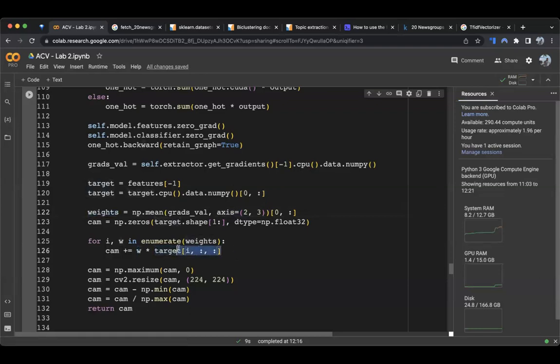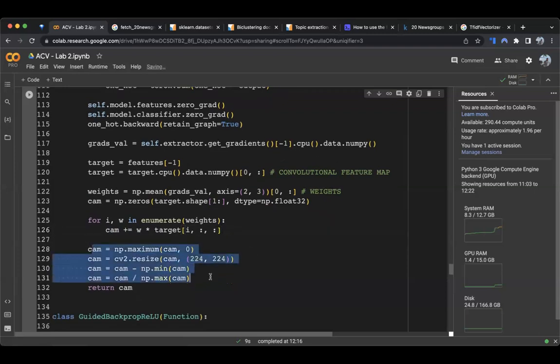So the target is the actual convolutional feature map. This is the actual convolutional feature map, and this is the actual weights. And then you have here the function, as we said, pretty simple function. Cam is the weighted average of the weight, which is the mean of the gradients for that specific channel, multiplied by the channel.